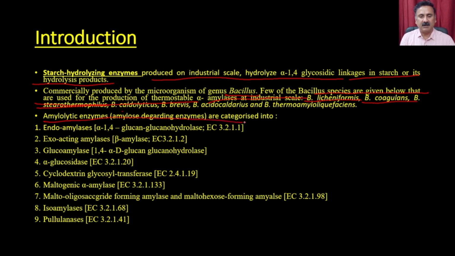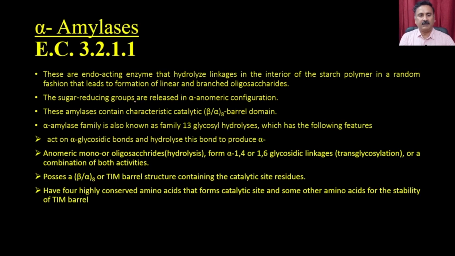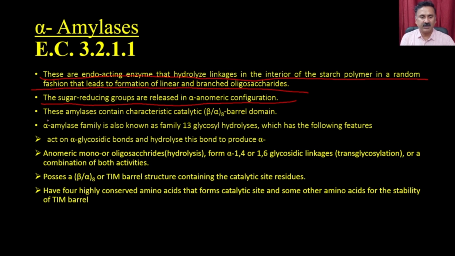Amylolytic enzymes are categorized into different classes of amylases, and you can use any of these for the brewing industry. These are endo-acting enzymes that act on linkages in the interior of the starch polymer in a random fashion, which leads to the formation of linear and branched oligosaccharides. The sugar reducing groups are released in the alpha anomeric configuration.